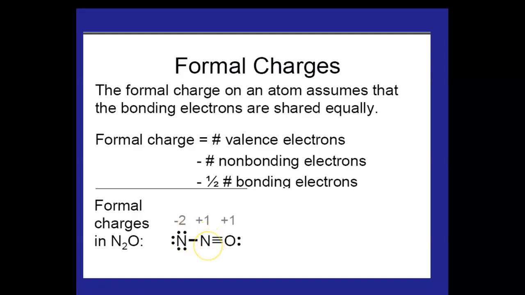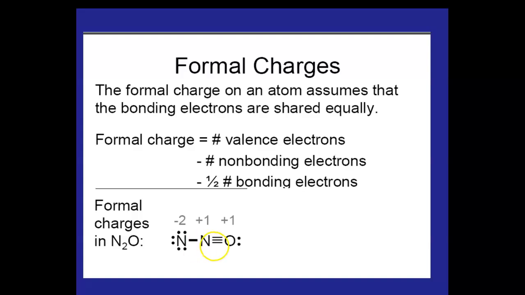This nitrogen next door to it, the one right in the middle, has 5 valence electrons like all nitrogen. We subtract the non-bonding electrons. Well, there aren't any. They're all bonded. There are, in fact, 4 bonds, 3 to the oxygen and 1 to the other nitrogen. So that's 8 electrons. We subtract 4 from 5, and we get plus 1.